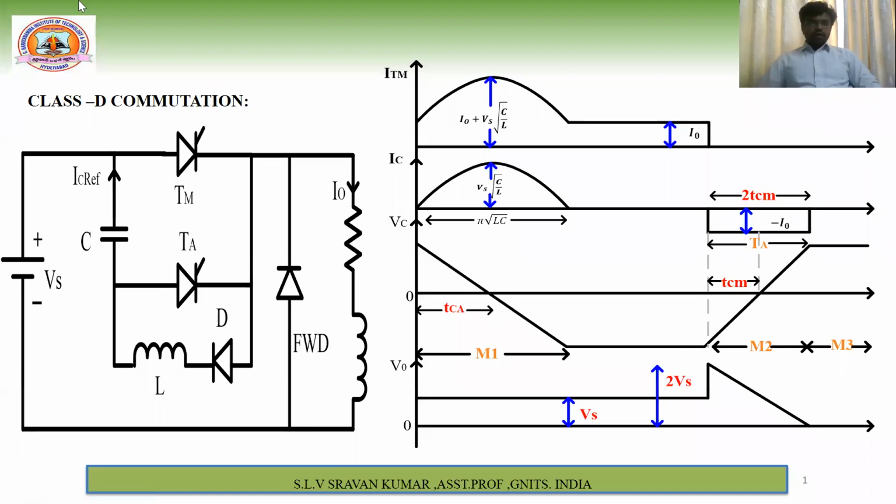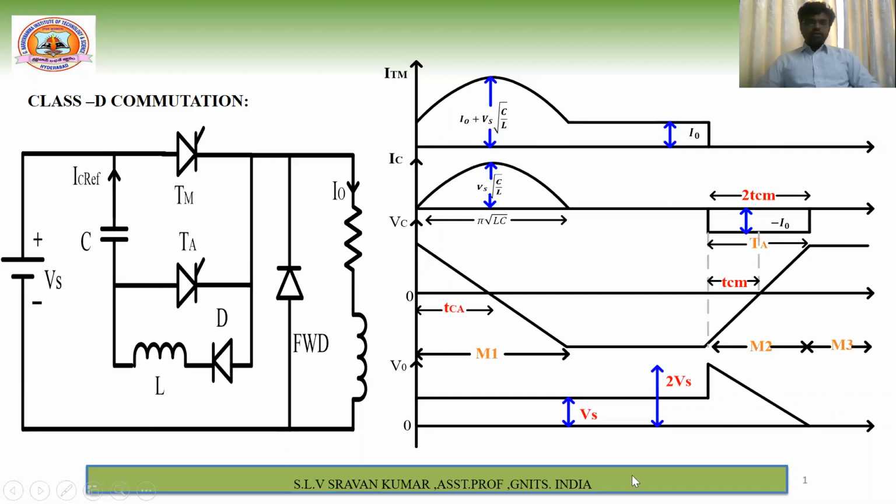Good evening, everybody. Today we are going to discuss the Jones chopper and AC chopper as well as the oscillation chopper. For all these, the basic thing is Class D commutation. In this Class D commutation, you know that two thyristors are used, one main thyristor and one auxiliary thyristor, and this L and C act as both commutating elements. Here the load is an RL load, and a freewheeling diode is used.